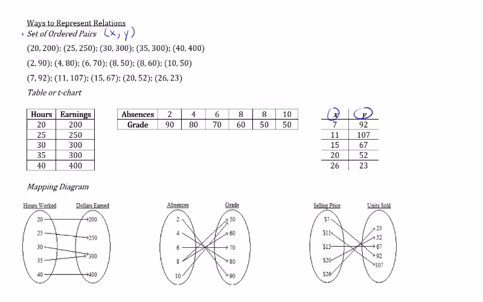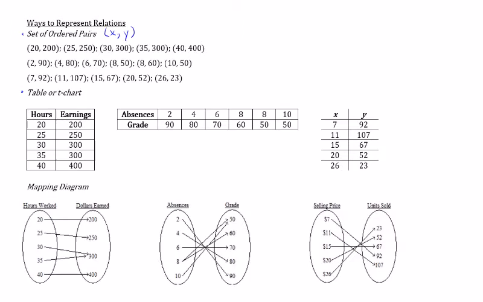Maybe it's just X and Y instead of the title. And anyway, so those are a table or a T-chart, right? Notice how these correspond. So this set, or this relation, goes with this relation, and this relation goes with this relation, and this one of course goes with this one. All right, same thing with the mapping diagram.